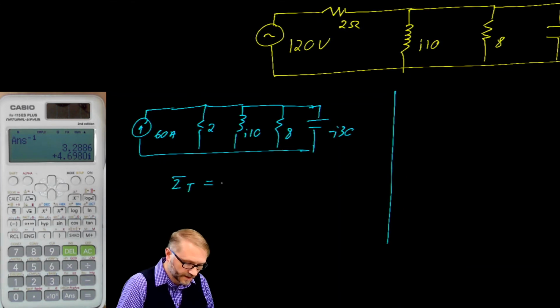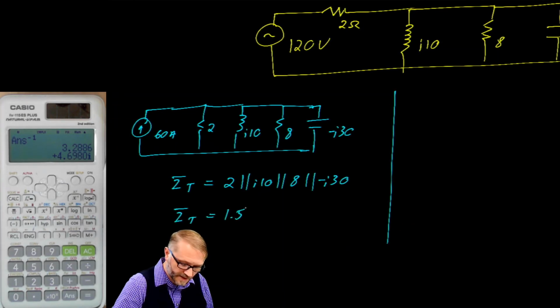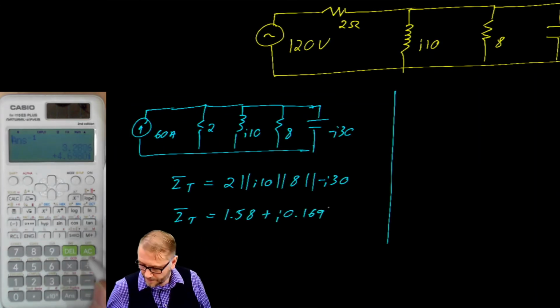First step is calculate the total impedance, which is 2 in parallel with J10, in parallel with 8, in parallel with negative J30. Gives you a total impedance of 1.58 plus J0.169.